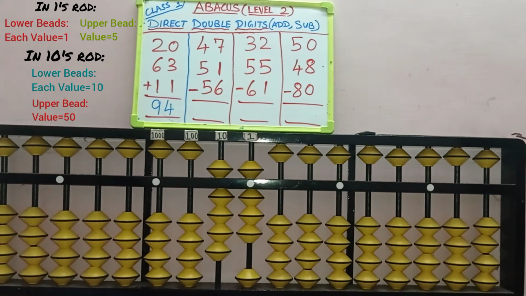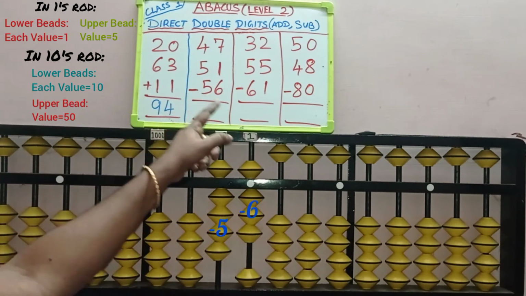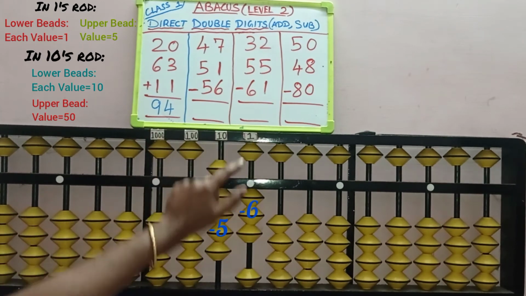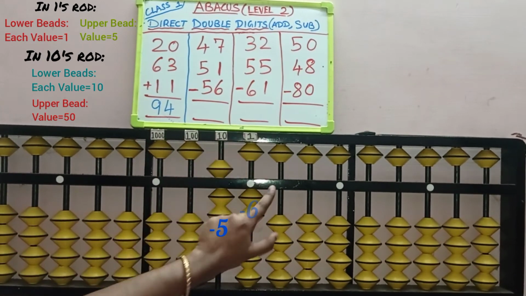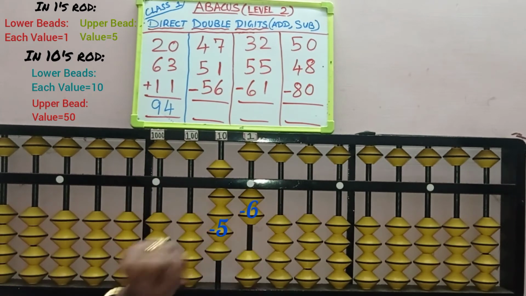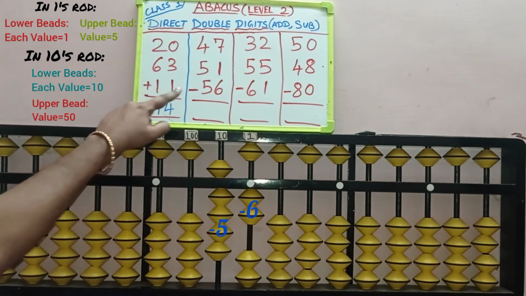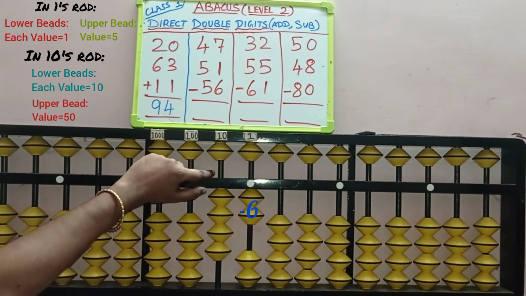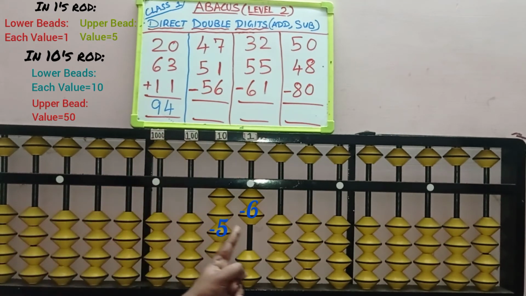Next, third row minus 56. It means we need to remove 56 from this rod, okay? That is, remove 6 from the 1's rod and remove 5 from the 10's rod. See here, in both rods, beads are available to remove. So do minus 6 in the 1's rod, 5, 6. 6 is removed from the answer point. In the 1's rod, minus 6 completed, okay? Next, do minus 5 in the 10's rod, its value is 50. So minus 56 over. Sum is completed. Now check the answer. In the 10's place, 4 beads are there. In the 1's place, 2 beads. So 42 is the answer.